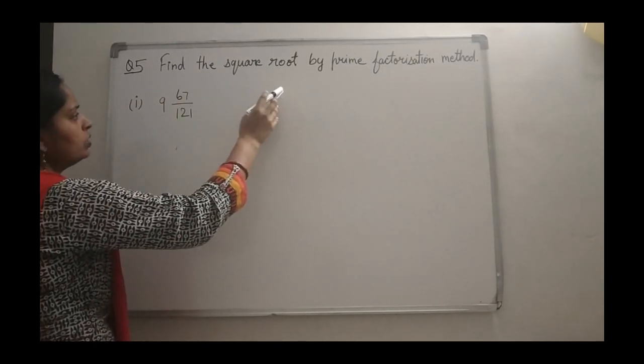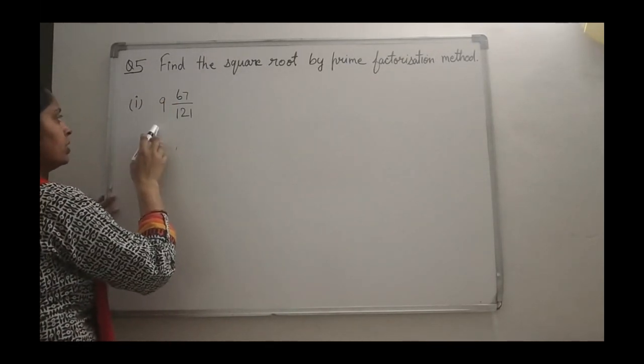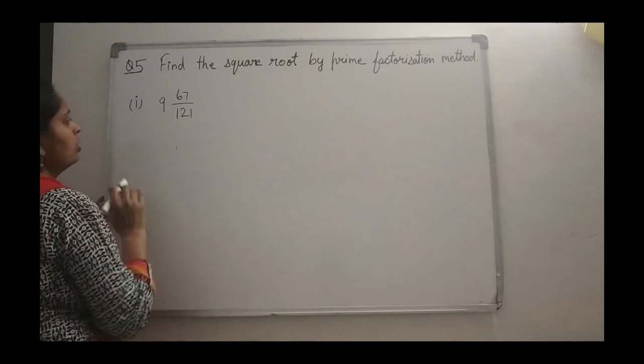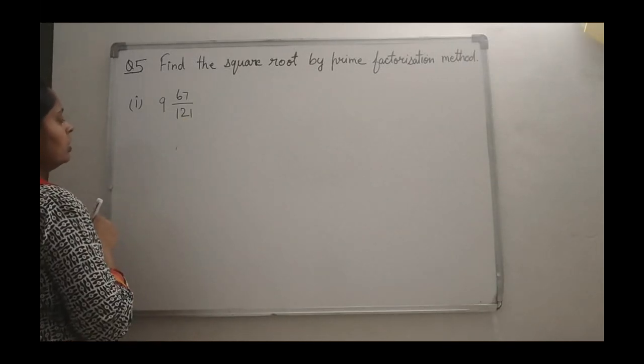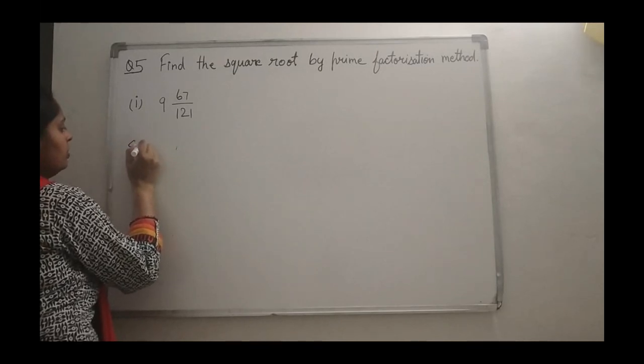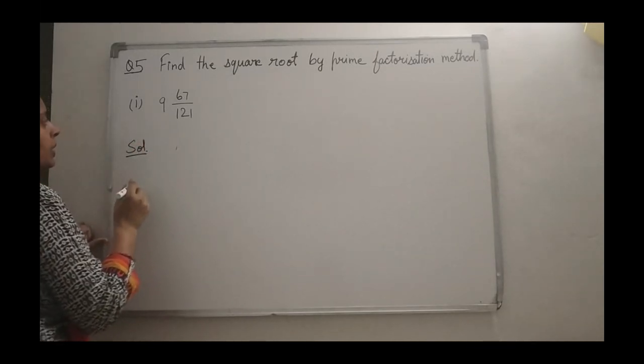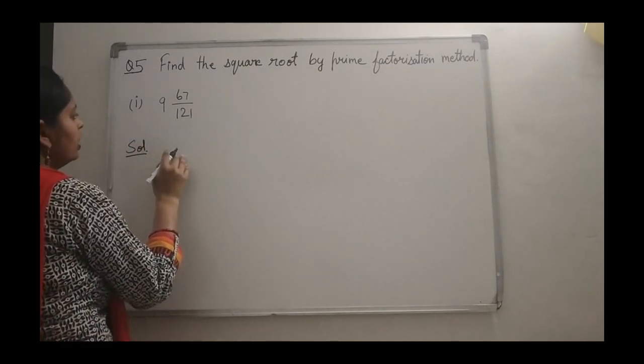Find the square root by prime factorization method. And the number we are having is 9 67 upon 121. You can see here we are having the mixed fraction number. So first we will turn it into improper. So see what we have to do for that.